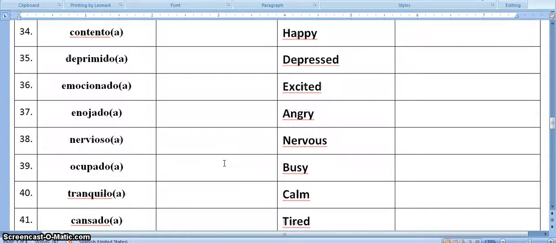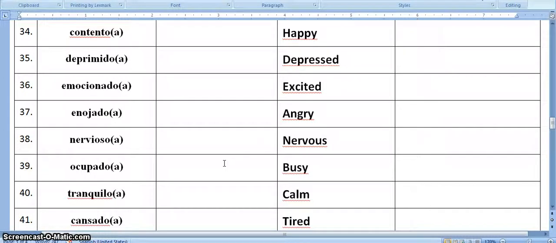Woohoo, I'm excited, emocionado, alright? Número 37 is enojado, or enojada. I'm very angry. I'm going to throw this book. Enojado. So estoy enojado. Okay. If we have a quiz, número 38, you guys would probably be nervioso or nerviosa, nervous. Alright? But I think my quizzes are pretty easy. So I need to make it more difficult, and you shouldn't be nervous. But anyways, if you are, great. If you're not, great.